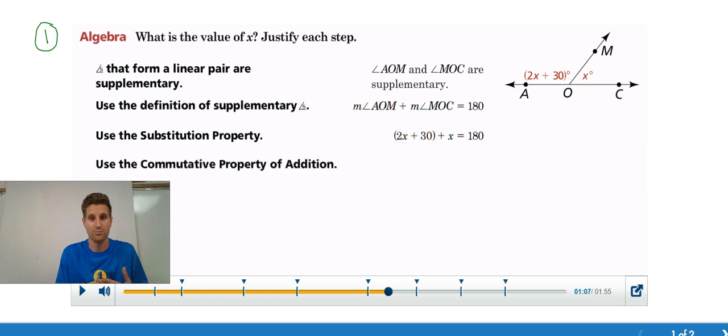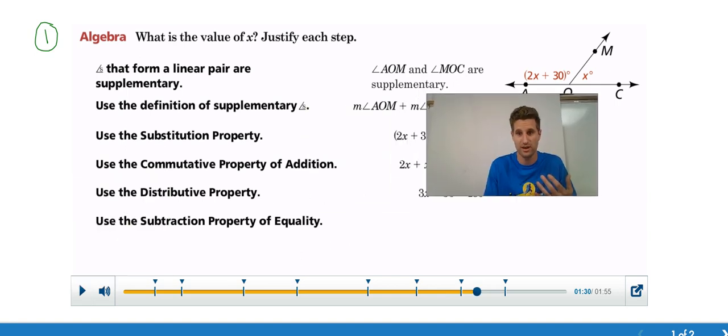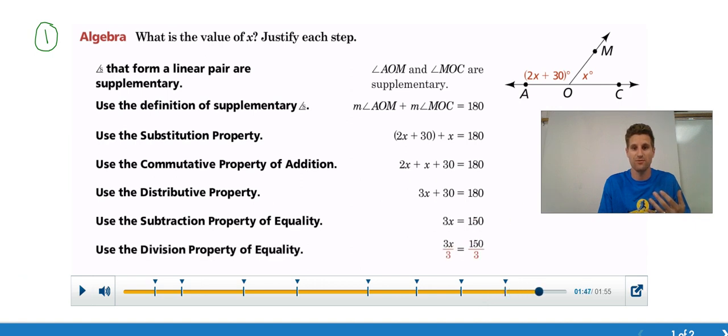Then we are going to use commutative property of addition. We can just say property of addition, and we're going to add the 2x and x. They use distributive property. You didn't have to do that. My face is in the way, I just noticed. Sorry. Okay, use distributive property, and then subtraction property, and then division property. And we get x equals 50.